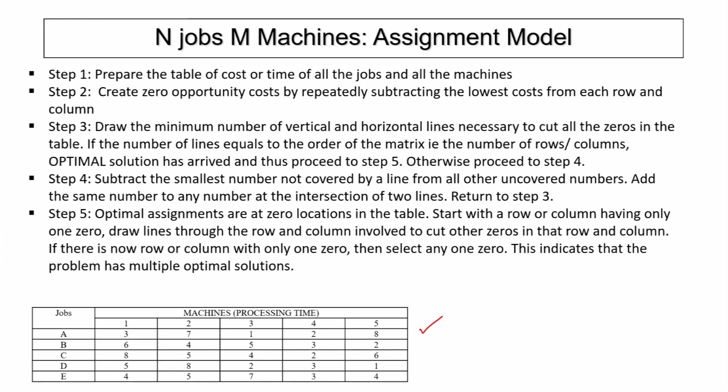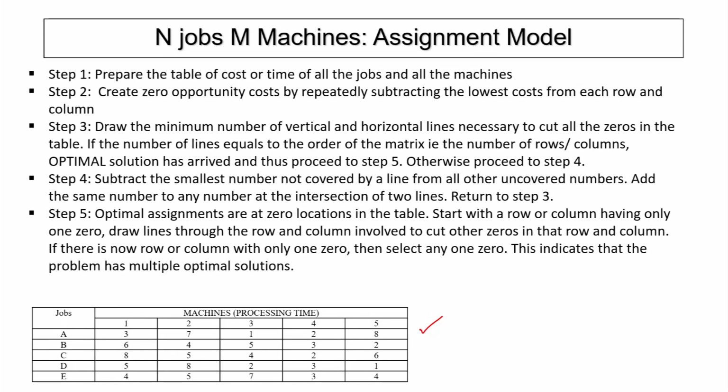If we are able to cut with less than the order of the matrix, then we have to perform step 4. Step 4 is: subtract the smallest number not covered by the line from all other uncovered numbers and add this same number to any number at the intersection of 2 lines. And with this we will go back to step 3. And then at step 5, the optimal assignments are at 0 locations in the table. Start with the row or column having only 1 zero. Draw lines through that row and column involved to cut other zeros in that row and column.